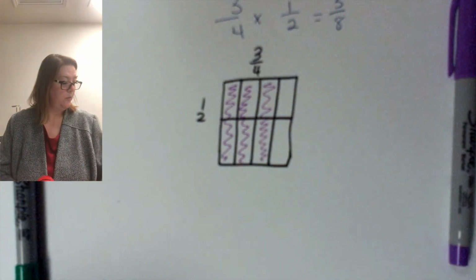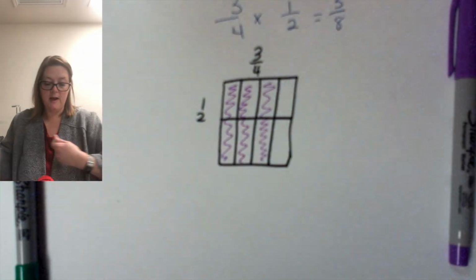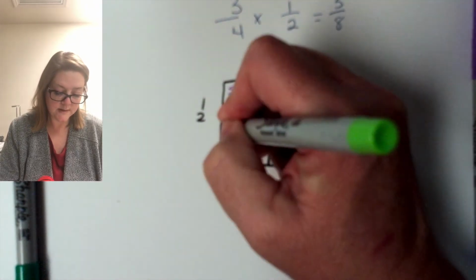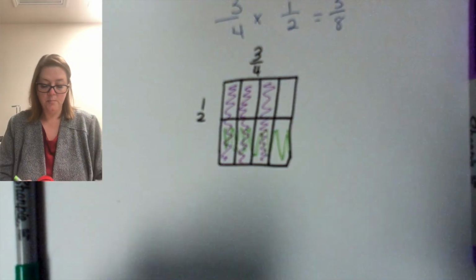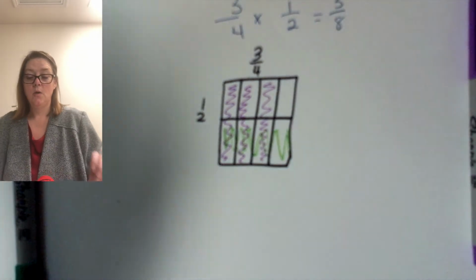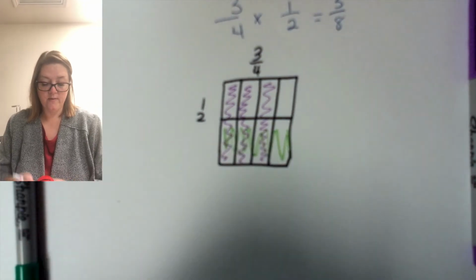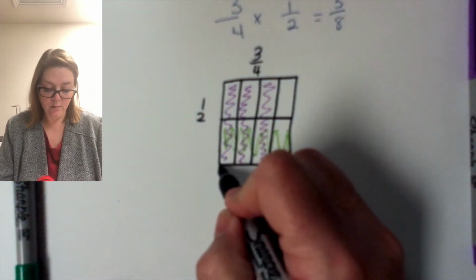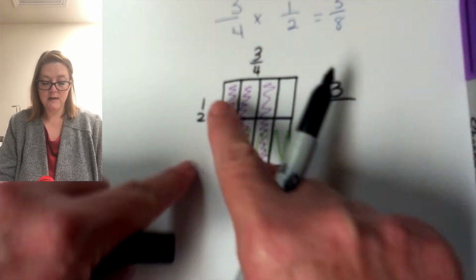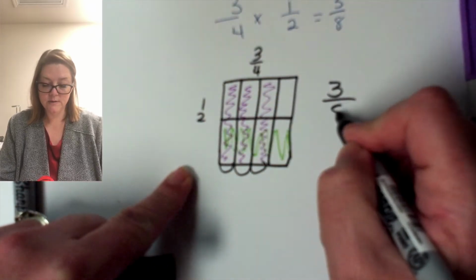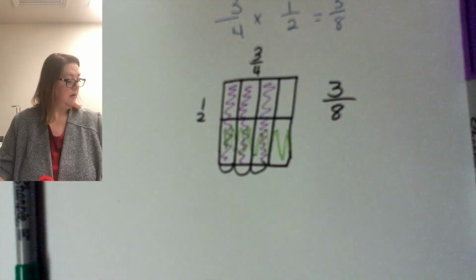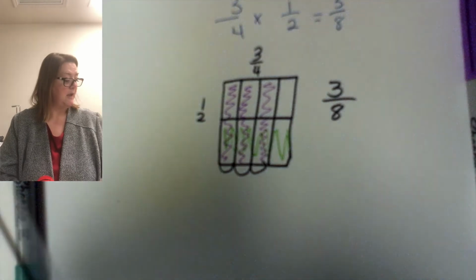Now, if I've done 3/4 of a half and then I color in my half with green this way, I'm looking at the ones that I have both colors in. This is really important for my students. Which ones do I have both colors in? So if I'm looking for both colors, I've got 1, 2, 3 of the pieces that have both colors, and I have how many total out of 8. So 3/8 is my answer.